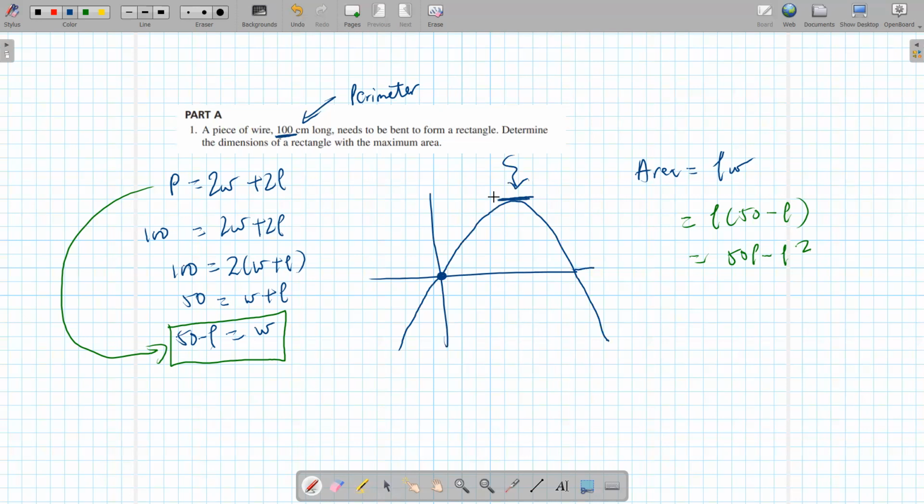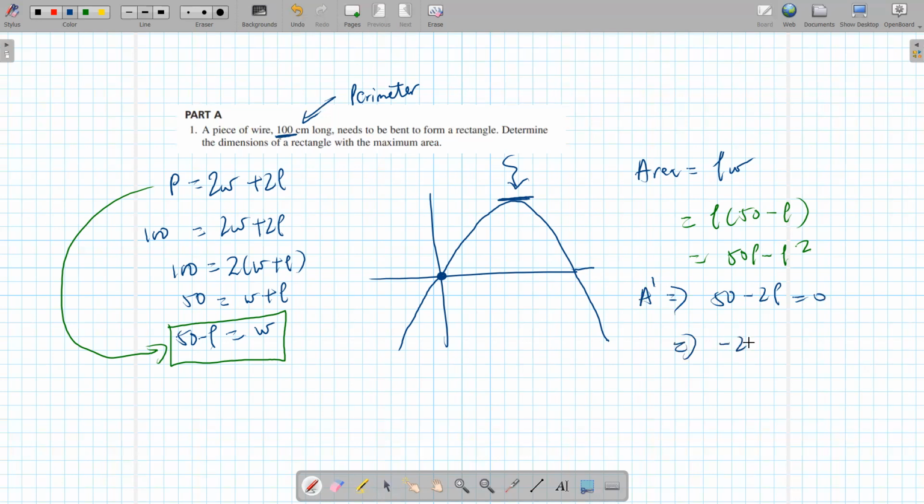That's when the slope is 0, right? So we have the area function. Let's find the slope, which is just the derivative. So what's going to be the derivative of 50L minus L squared? 50 minus 2L. And what do we know about the slope at that point? 0, right? So we set this equal to 0, and then we simply solve for L.